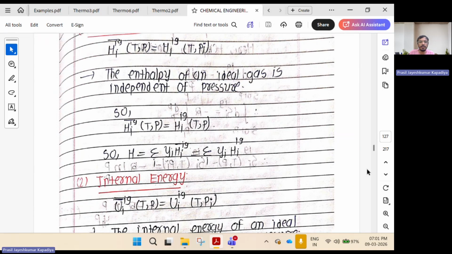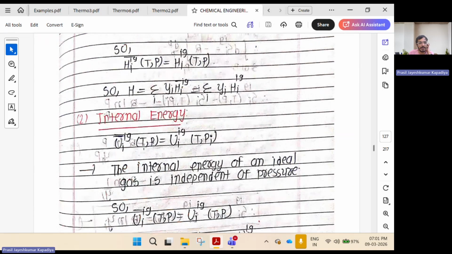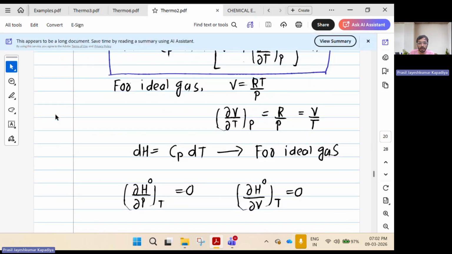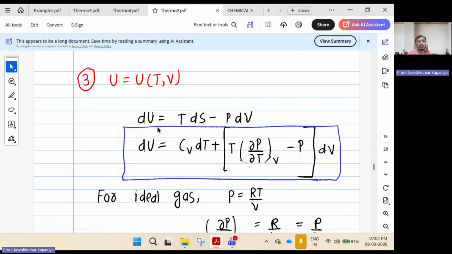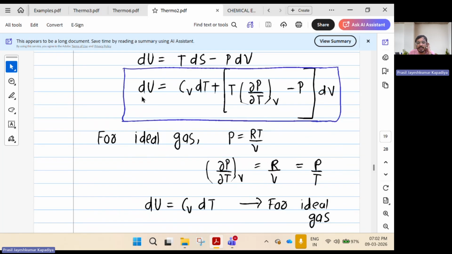Now, if I go for internal energy, a similar relation holds: Ui bar ideal gas at temperature and pressure is equal to Ui ideal gas at temperature but at its partial pressure. Similar to enthalpy, du is a function of temperature and volume. So du is nothing but TdS minus PdV. If I replace TdS in this equation, I get du is Cv dT plus T del P del T at constant volume, minus P dV.